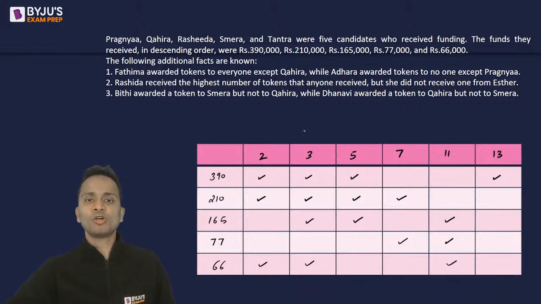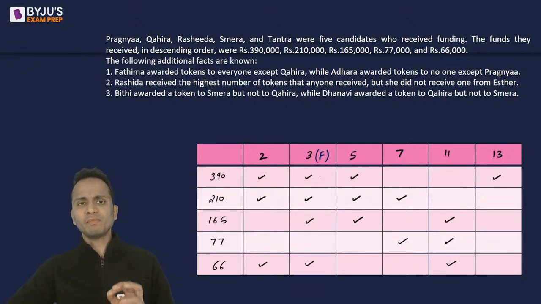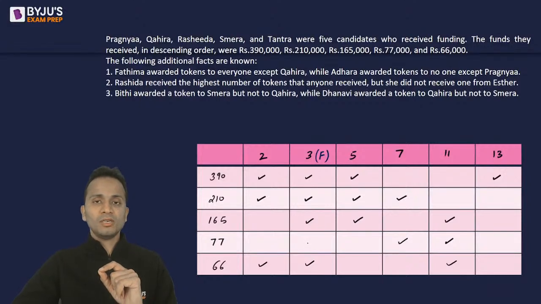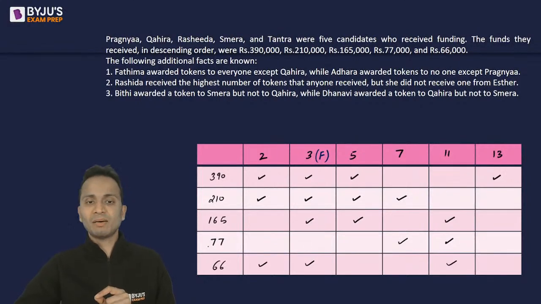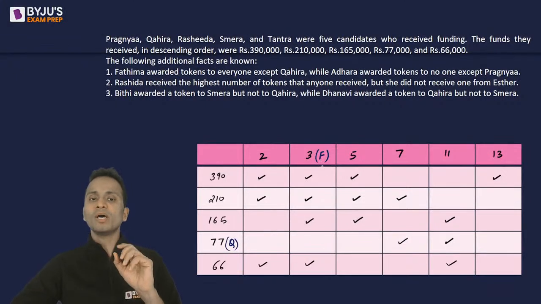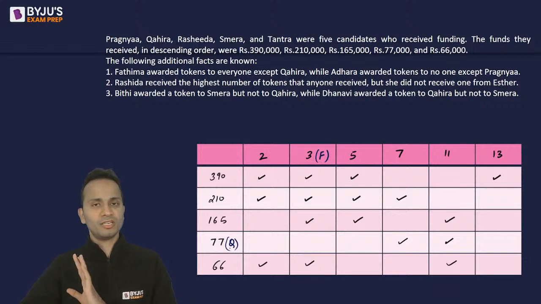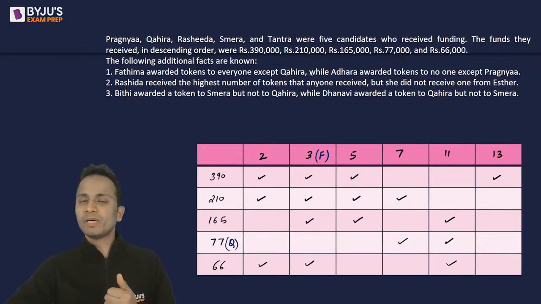So Fatima awards tokens. So I write F here. This token is awarded by Fatima, right? Now Fatima has given a token to all of them except Kahira. So the person whom Fatima has not given the token, this number 4 with a funding of 77, has to be Kahira. So I'll write Q in front of this person. So I am able to determine one interviewer and one candidate. Kahira has received a funding of 77,000. Done. Let's move ahead.